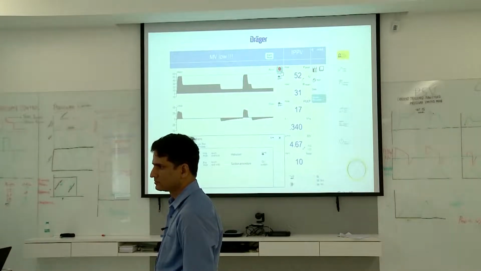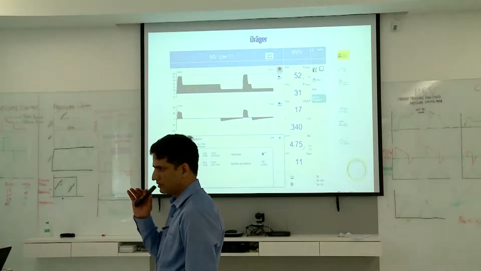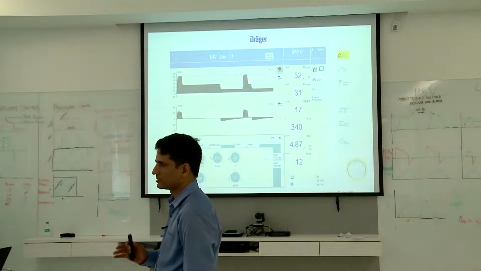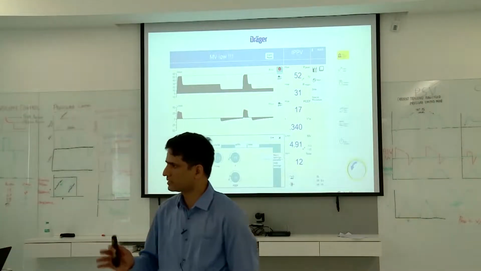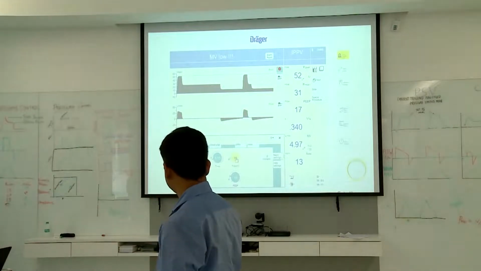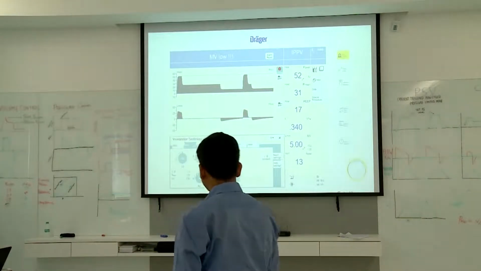To 5 ml per kg? Yes. So go 1 ml per kg every hour. Reduce the tidal volume further. If your plateau pressure is still high, you reduce the tidal volume further by 1 ml per kg. So it means 5 ml per kg. Now let's see, what is the effect of 5 ml per kg?